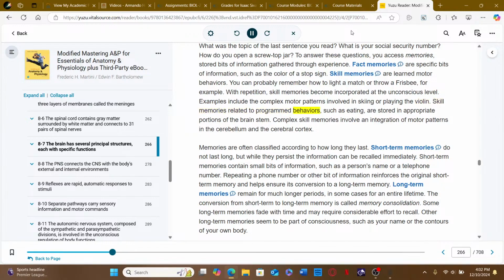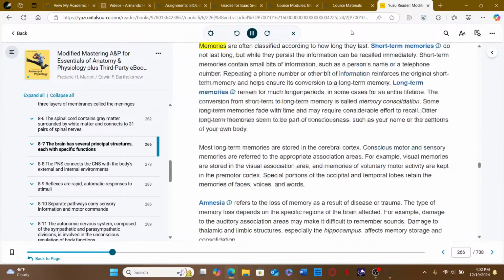Skill memories related to programmed behaviors, such as eating, are stored in appropriate portions of the brainstem. Complex skill memories involve an integration of motor patterns in the cerebellum and the cerebral cortex. Memories are often classified according to how long they last. Short-term memories do not last long, but while they persist, the information can be recalled immediately.